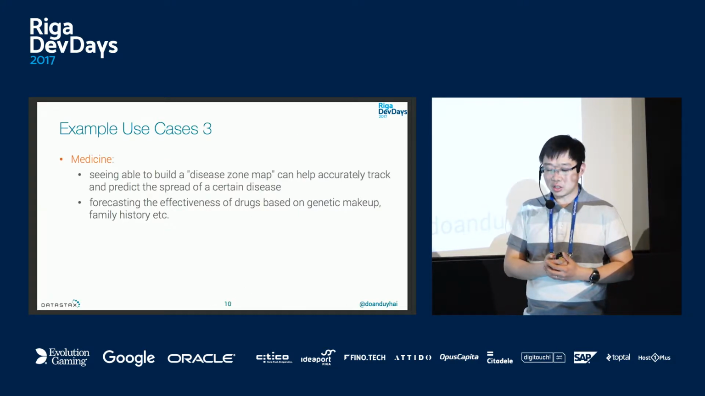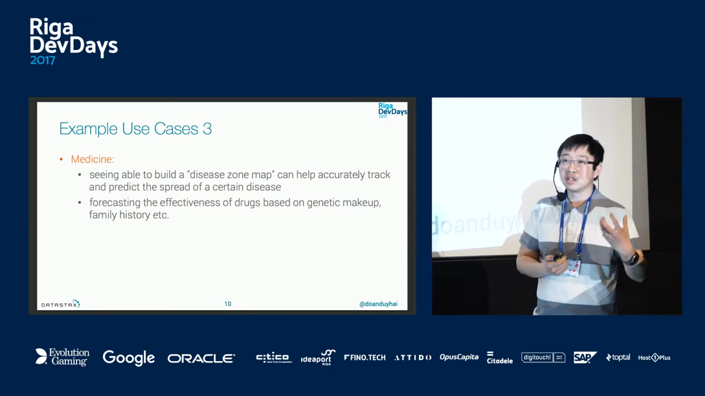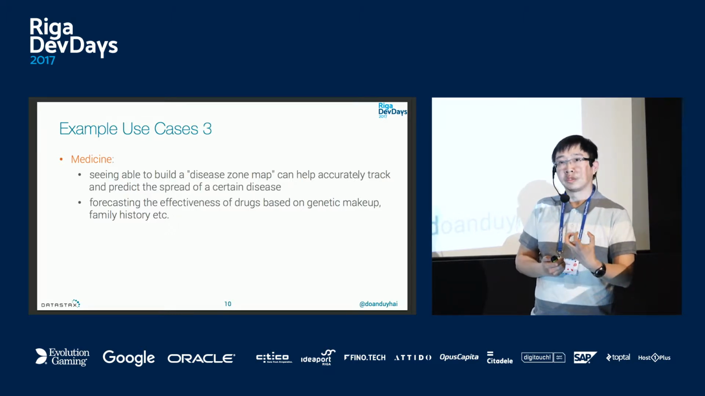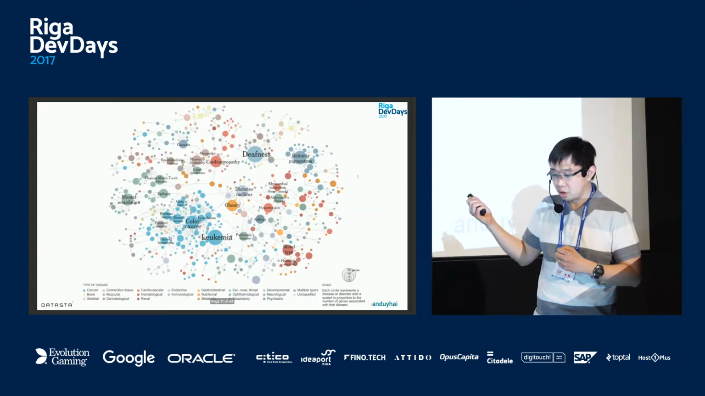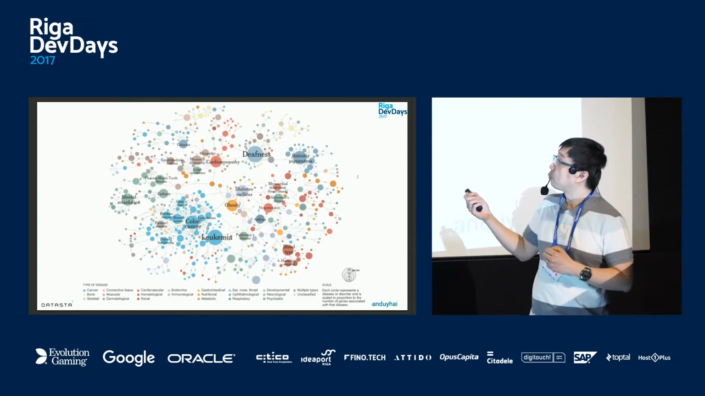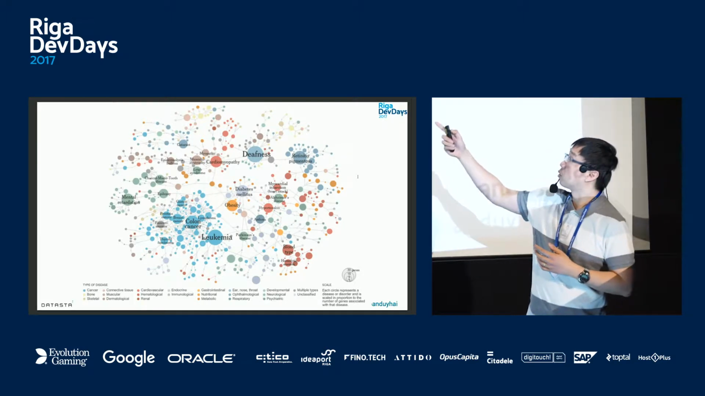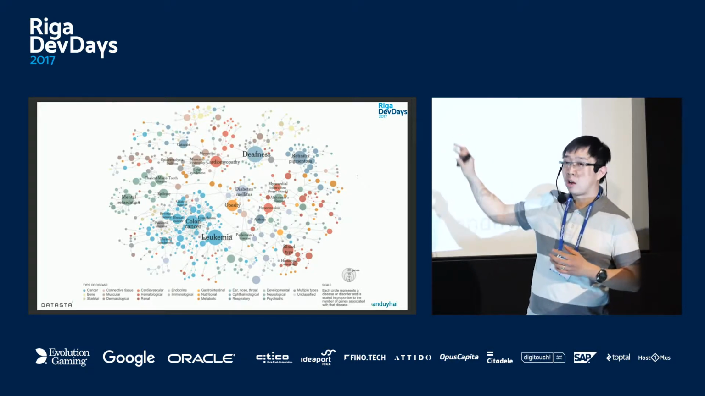The third use case is, for example, in medicine, when you have a disease and you try to find the root cause and to analyze the impact of this disease on the population. For example, if you have obesity, most of the time you have diabetes also, hypertension, and those diseases are all related.